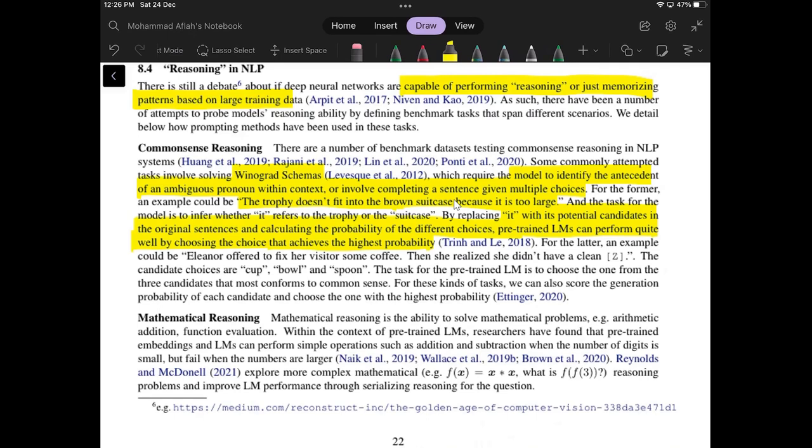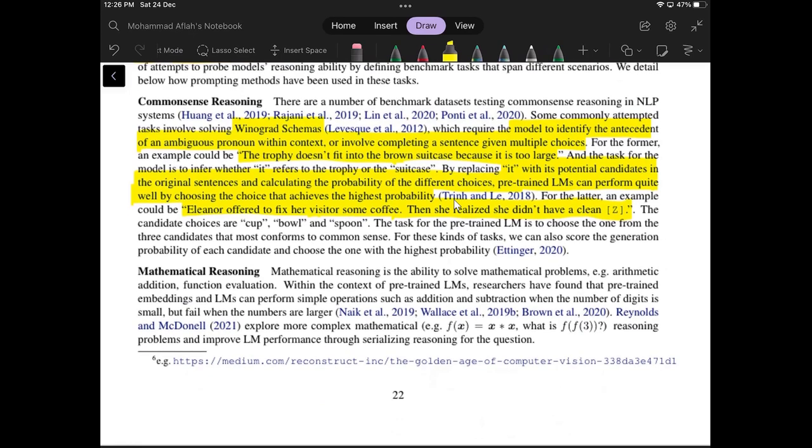For the latter, an example could be: Eleanor offered to fix her visitor some coffee. Then she realized she didn't have a clean Z. And again, the candidate choices are cup, bowl, or spoon. The task for the pre-trained language model is to choose the one from the three candidates that most conforms to common sense. For these kinds of tasks, you can score the generation probability of each candidate and choose the one with the highest probability. So just look into your vocabulary post softmax, and then among the words which you're particularly interested in, see which one has the highest probability.